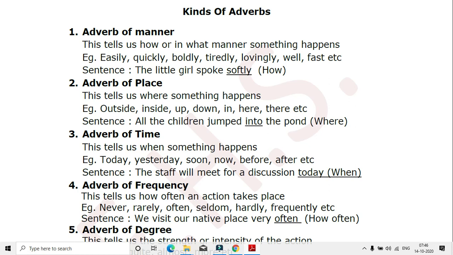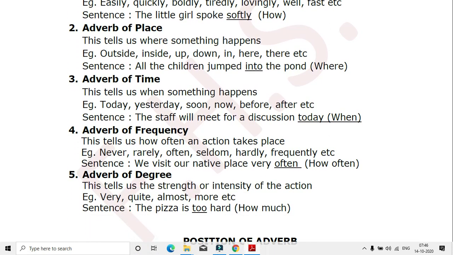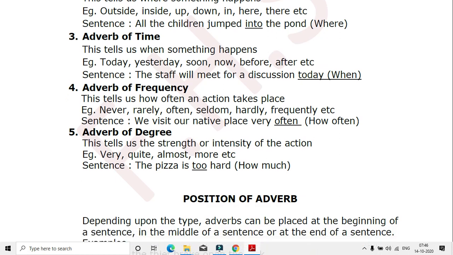Third one, adverb of time. This tells us when something happens. So it tells you when it happened, like today, yesterday, just now. You are not talking specifically of the time like 9 o'clock or 10 o'clock. You are telling it basically in general. Examples: today, yesterday, soon, now, before, after, etc. Like for example, the sentence: the staff will meet for a discussion today. When will they meet? Today.